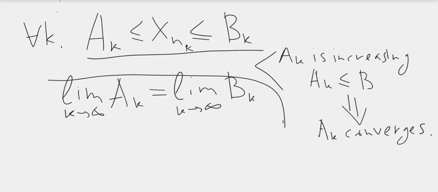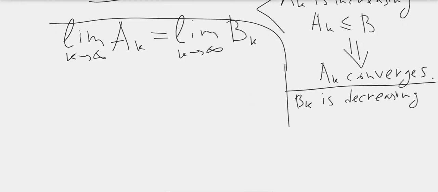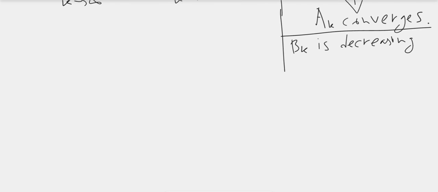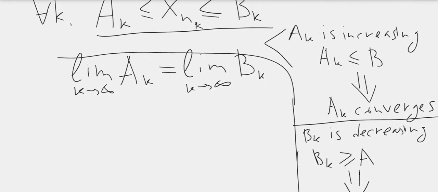The same for b_k. b_k is decreasing. It's not strictly decreasing, but just decreasing, so b_{k+1} is less than or equal to b_k. And b_k is bounded from below, so b_k is greater than or equal to a. Therefore, b_k converges. Okay, so we established that both of them converge. So now we can talk about their limits.